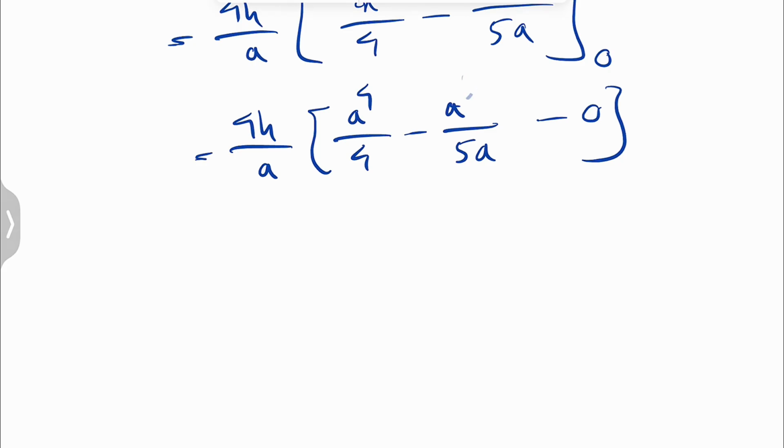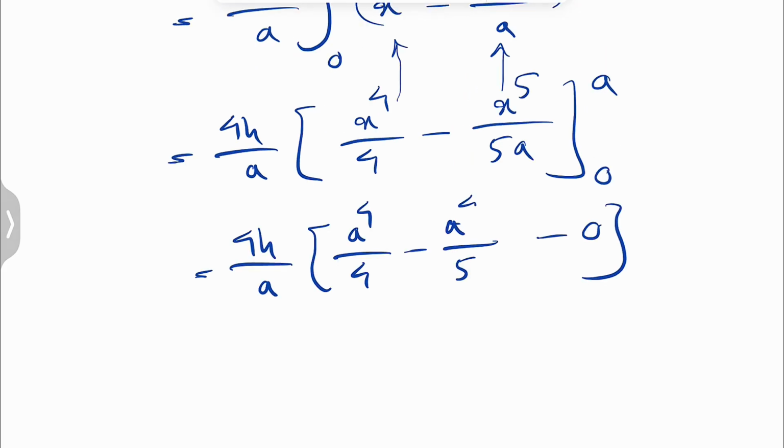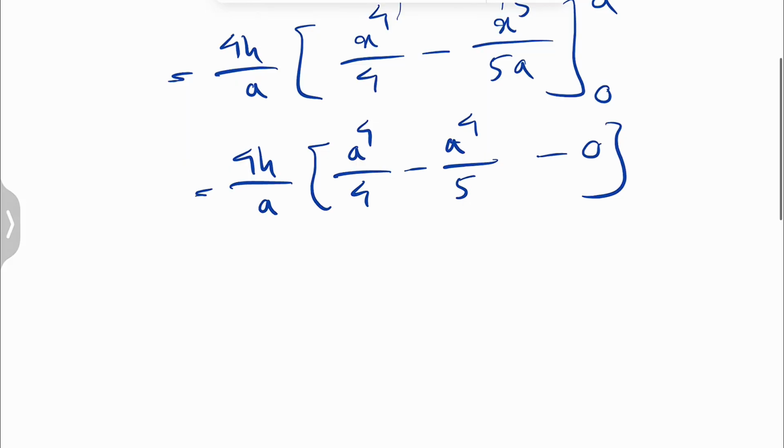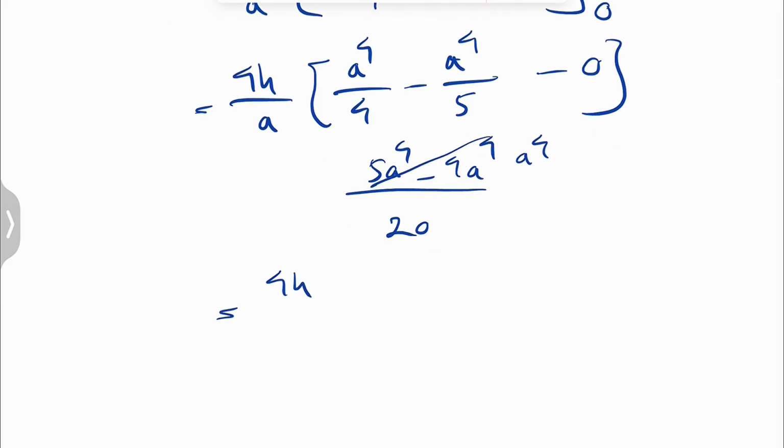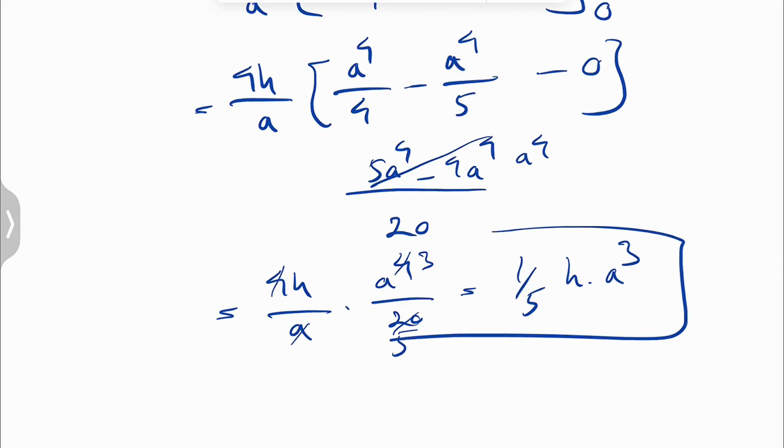And yeah, we can cancel these. That's going to be also a to the 4. And we can do the common denominator in here, 5a^4 minus 4a^4 over 20, which is going to be 1a^4 over 20. We can cancel out one of the a's. So basically we have 4h over a times a to the 4 over 20. Cancel this out, 5, one of these two. So it's going to be 1/5 of h a cubed.